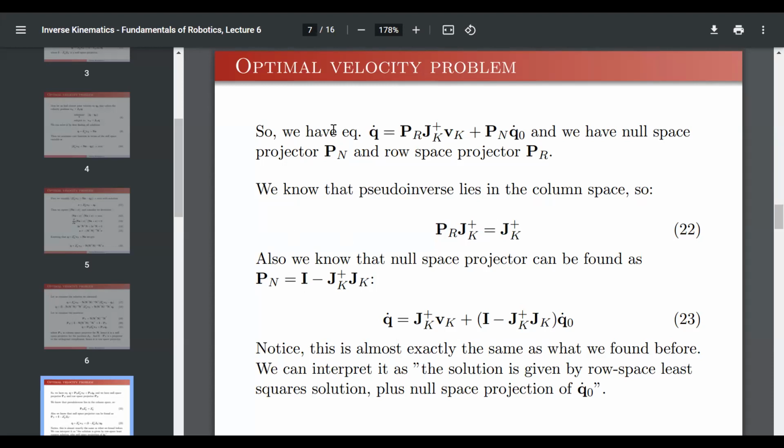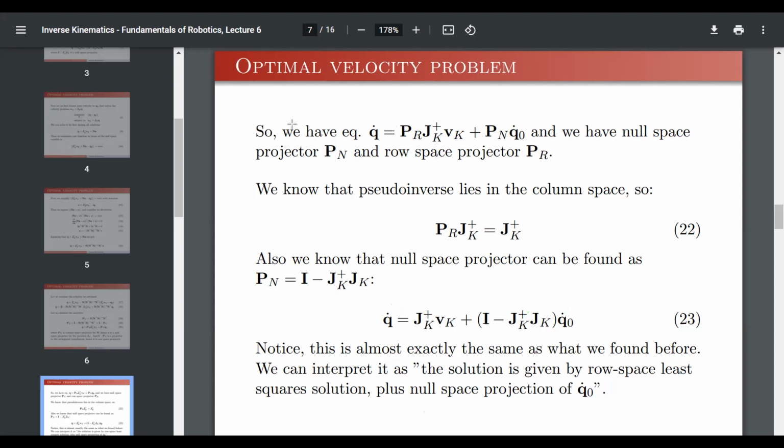Now, we can interpret what we got here this way. The solution is a row space solution, plus we want it to be as close as possible to q dot 0. So we project q dot 0 onto the null space, and that is how we get the solution. Project q dot 0 onto the null space, add the row space solution, and you get the solution. Okay. Project what we wanted to be close to onto the null space, add the row space solution, and you get the solution itself.